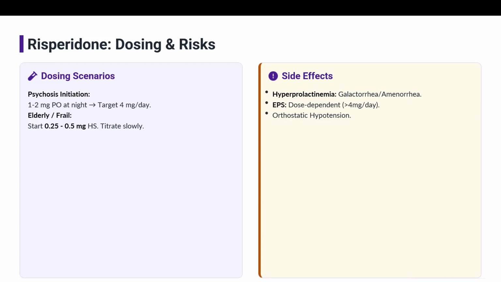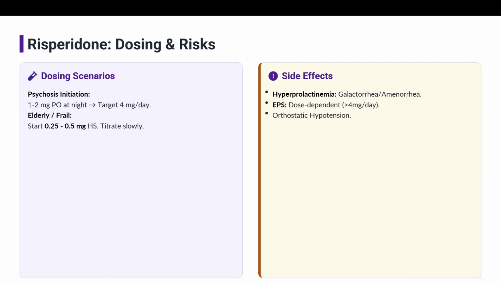So the dosage standards for psychosis: 1 to 2 milligram oral at night. Taper target is 4 milligram per day. In case of elderly, try to start at a very low dose of 0.25 to 0.5 mg at night. Titrate slowly. It can rarely cause hyperprolactinemia, galactorrhea and amenorrhea on prolonged usage. Extrapyramidal symptoms can be dose dependent, above 4 milligram per day. It can also lead to orthostatic hypotension.